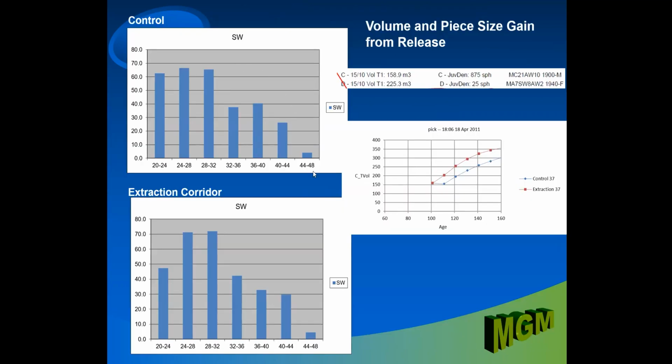Because it's a tree list, we can also look at the effect of the control versus the extraction corridor on piece size. This is important. By doing something like understory protection, you're going to see a shift to the right in piece size because of the release of the spruce once you remove the aspen from over top. And here also you can see the yield bump by doing understory protection.